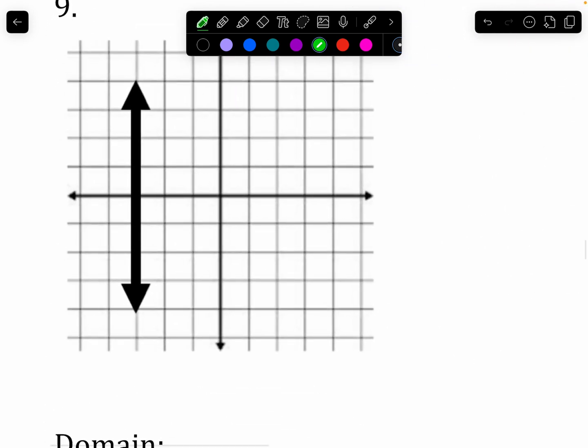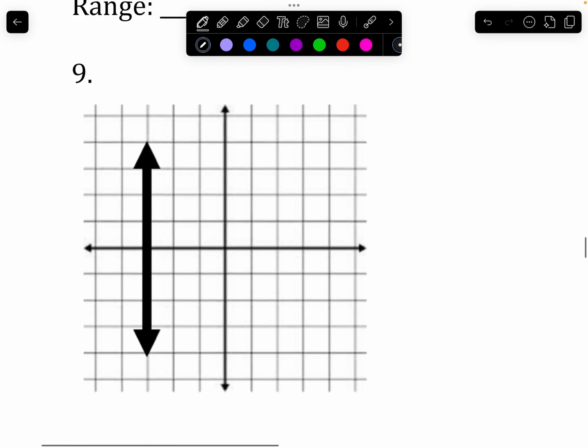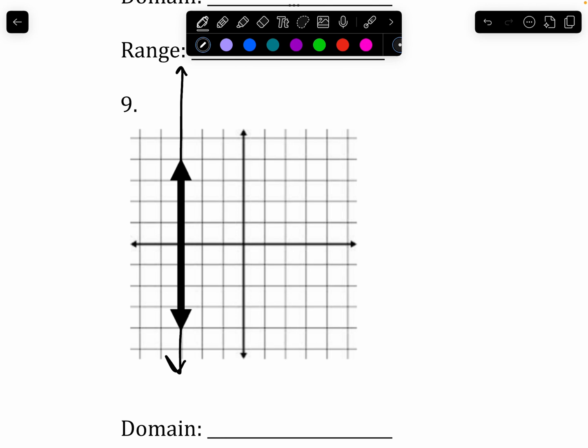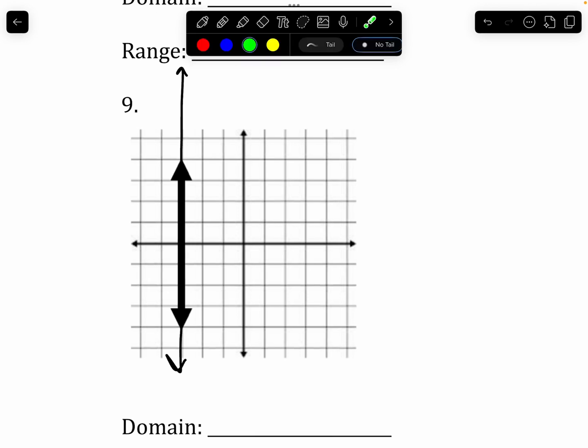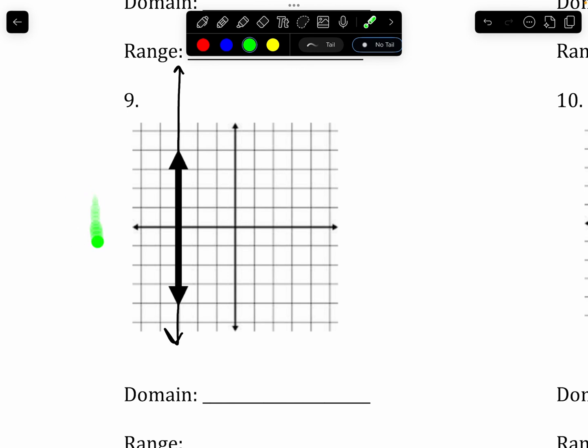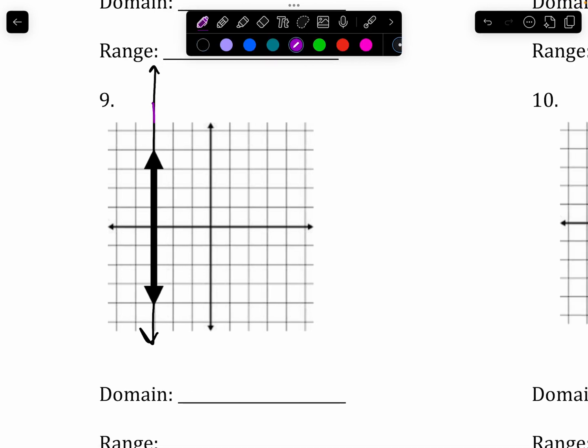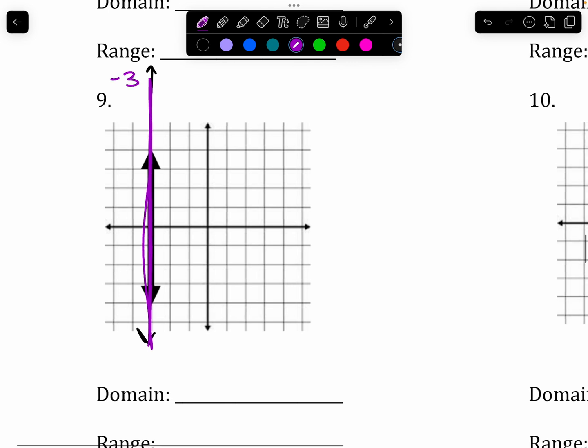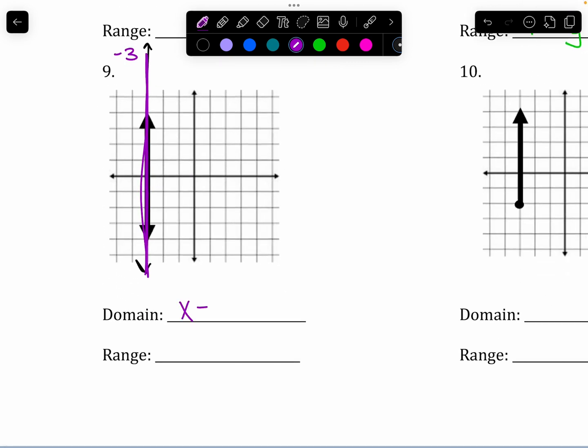Okay, we're going to look at number 9 next. Number 9. I don't have any endpoints here. My graph has arrows on both ends. That means that my graph is going up this way and down this way, okay? So let's talk about our domain first. Our domain are our vertical values. As I move across my graph, I don't have any values until I hit this number. And then as soon as I get off of it, I still don't have any more values. So what is this value? When you look at your x's, it's 1, 2, 3. It's -3. So x can be -3 and nothing else. So x will equal -3.